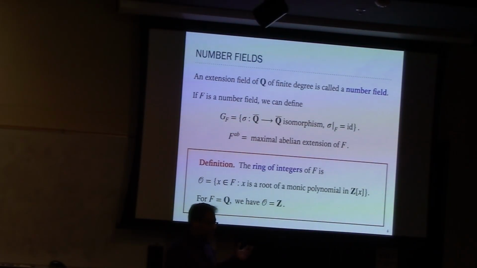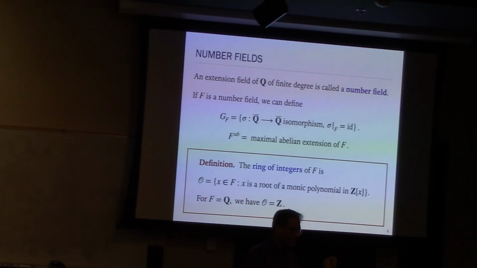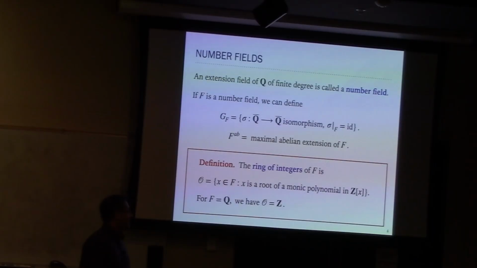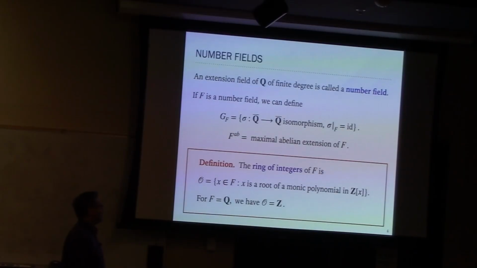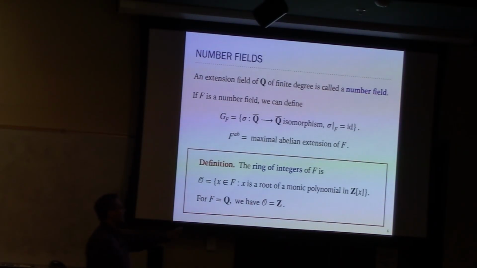So we sort of solved this question for Q. We said that Q^ab is obtained by taking Q and adjoining all the nth roots of unity. You might ask the same question for a general field F. And in order to say something about this, I'm going to need an auxiliary definition, so I'm going to put this at the bottom of this slide: the ring of integers of F is a subring of F that contains the roots of all monic polynomials with integer coefficients.